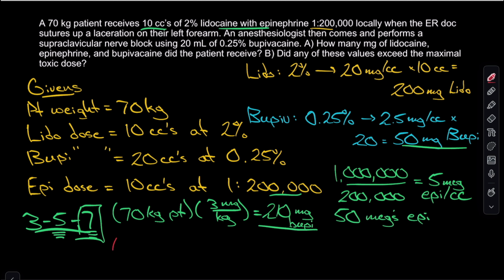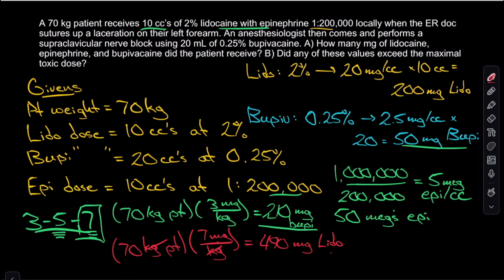So again, we have our 70 kilogram patient. The maximal toxic dose is 7 milligrams per kilogram. Cancel out our units here. That equals 7 times 70, which is going to be 490 milligrams lidocaine. And we used 200 milligrams lidocaine, so less than the maximal toxic dose.